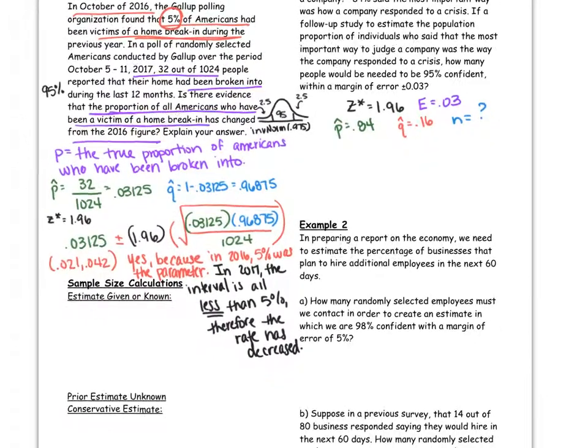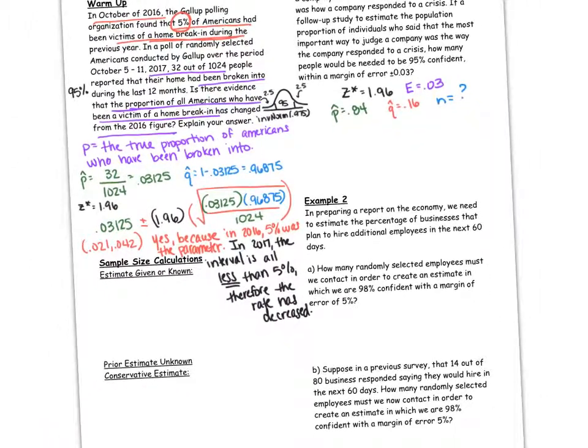In order to find N, I have a formula, and it comes from the margin of error. The margin of error is equal to this, by the way. E is equal to Z star times the square root of P hat Q hat over N. That's the actual formula for the margin of error.